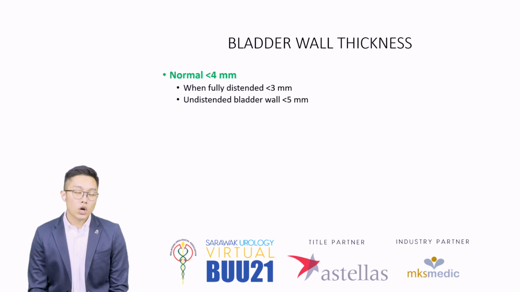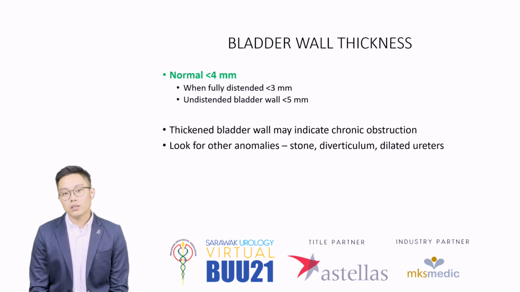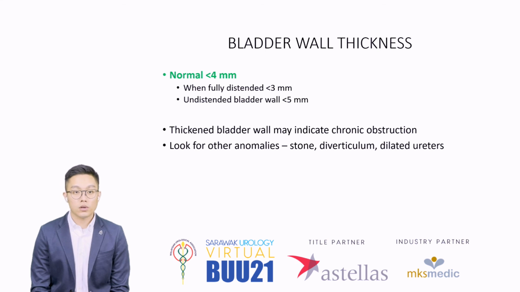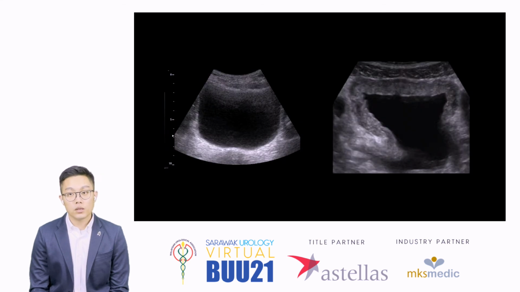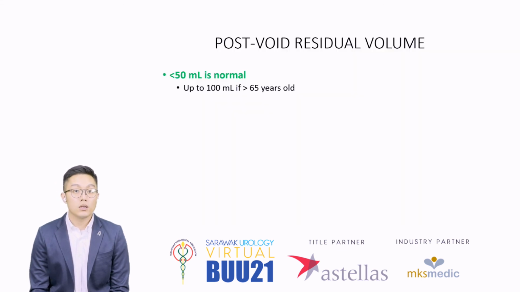Bladder wall thickness normally is around 4 mm. When it's fully distended, it becomes a bit thinner, around 3 mm. But when it's undistended, the bladder wall can be as thick as 5 millimeters. So a thickened bladder wall indicates a chronic obstruction, so you have to look for other things as well, such as diverticulum, stone, or maybe a dilated ureter or kidney. So you just have to measure 3 points in the bladder and take the average, and you have the bladder wall thickness. And this image shows a diverticulum in the bladder with a very narrow neck.